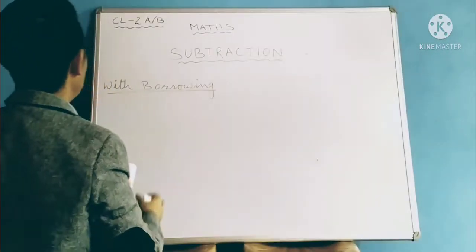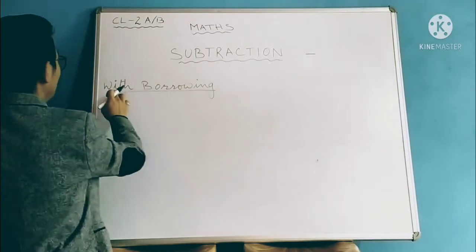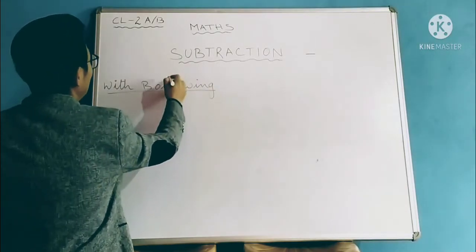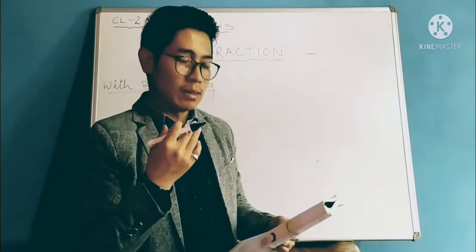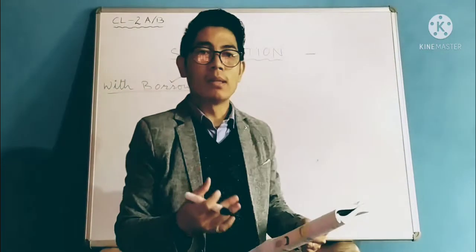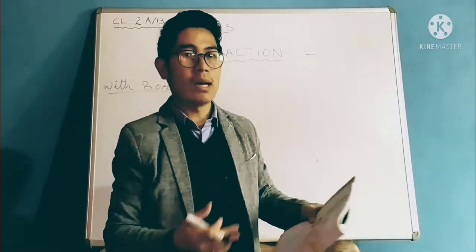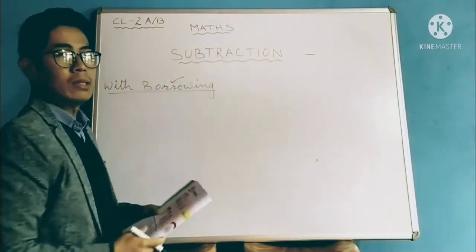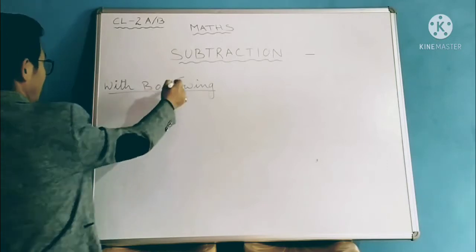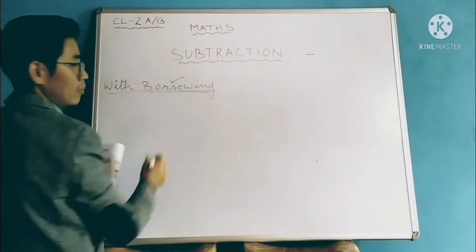Now, the first thing we do is with borrowing. Please remember this word, borrowing. In addition we did it with carrying the numbers. Now for subtraction we do it with borrowing numbers. Now see what this actually means, borrowing.